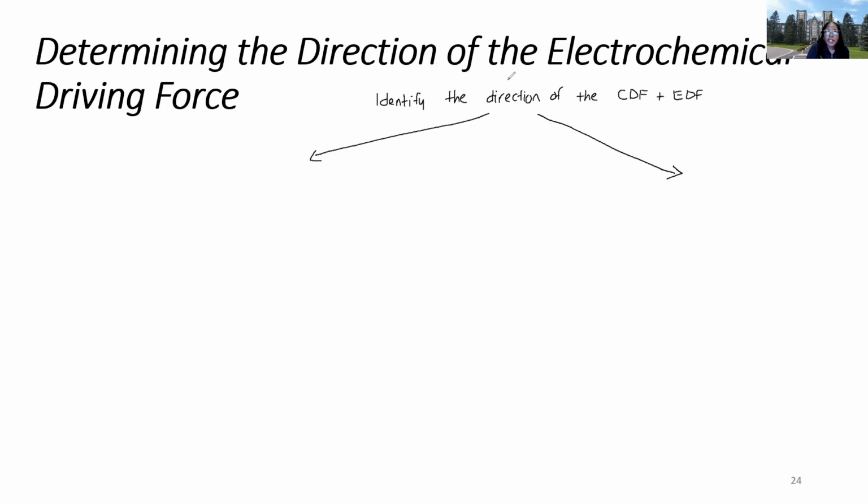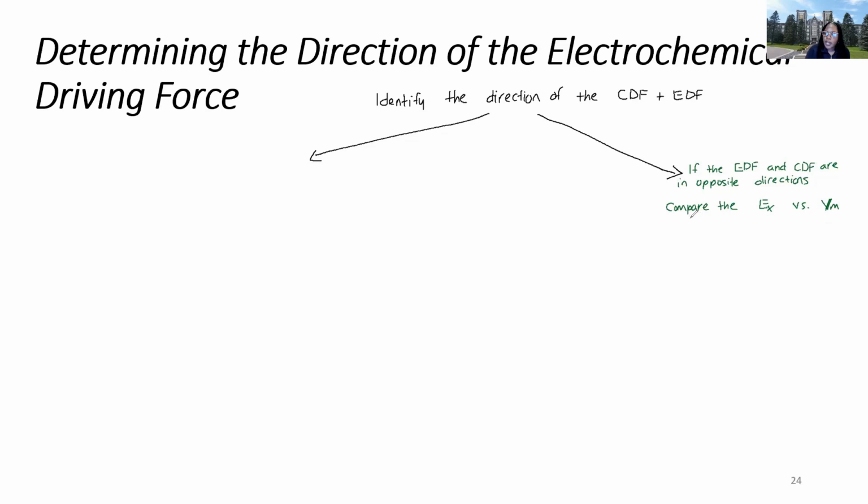So if the electrical driving force and the chemical driving force are in opposite directions, then we want to compare the equilibrium potential for the ion in question, which is E subscript X, versus the membrane potential that it's currently at, E subscript M. So we're going to compare these two values if the forces are in opposite directions.